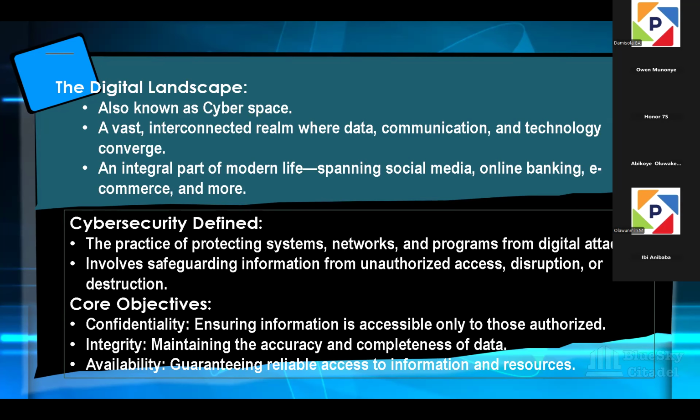Now, the core objective in cybersecurity, anytime we start talking about cybersecurity, is confidentiality, integrity, and availability. When we say confidentiality, we mean that information is accessible only to those that are authorized, only the people that need to access it. That's confidentiality. I'll give you an example. You have your email. Your email is confidential to you, and I believe you are the only person authorized to access your email.